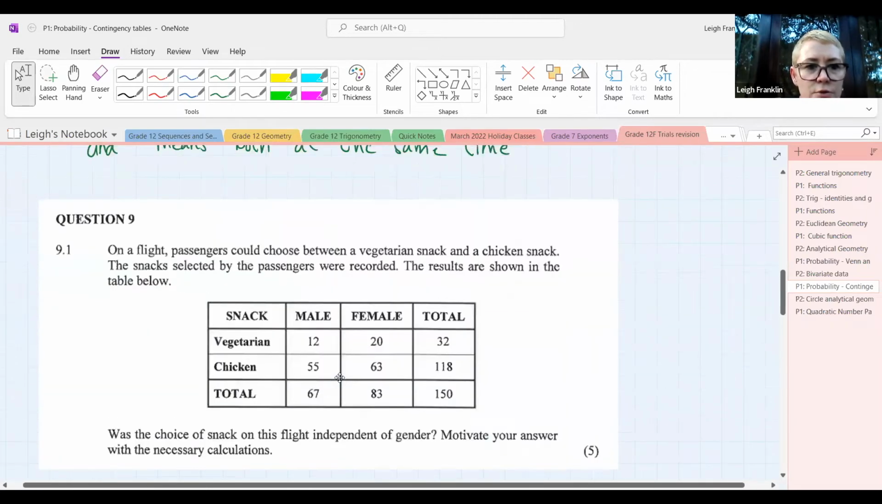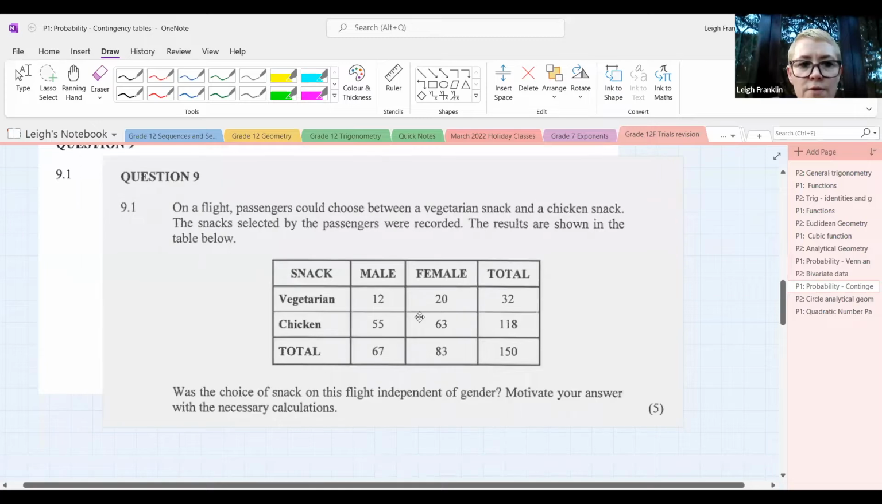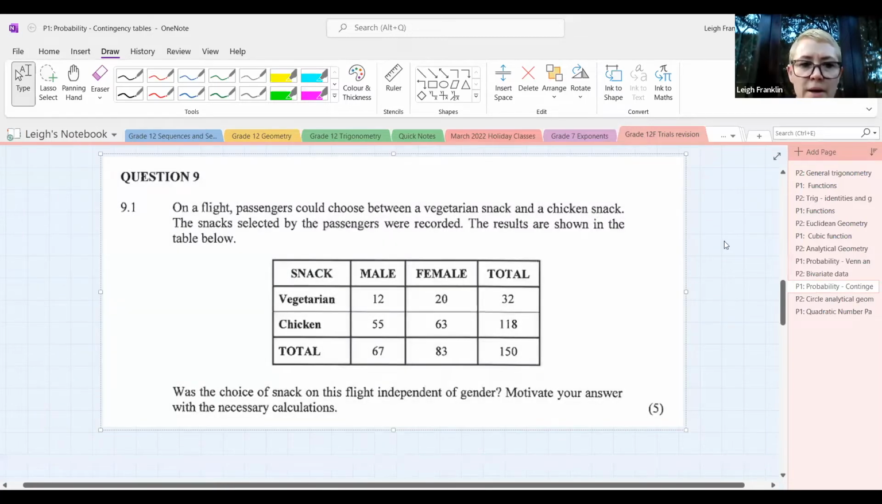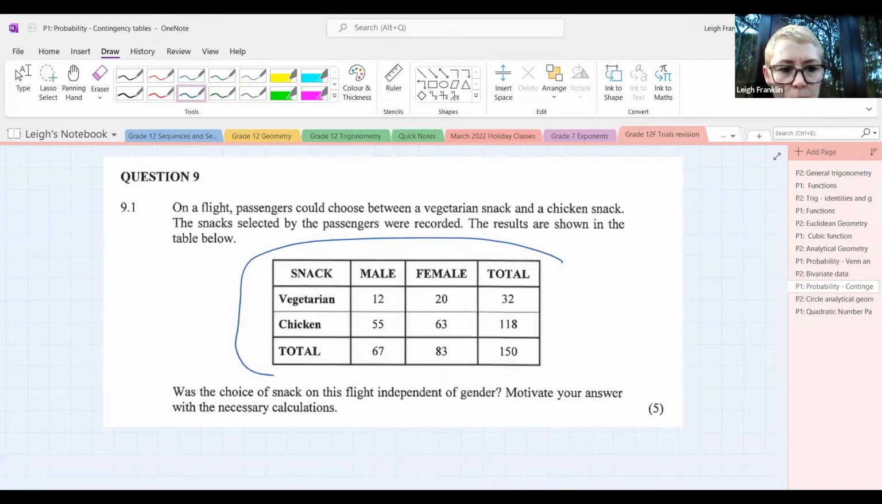All right, so the first one that we had a look at was on the flight. Okay, so passengers can choose. Oh, by the way, what is this thing called that I've given you in this question? What is this? I'll just draw a circle around it for now. What is this thing referred to as? What do we call these in probability?